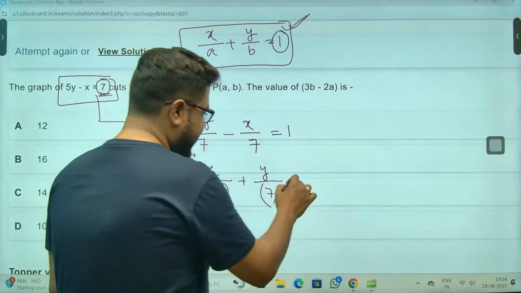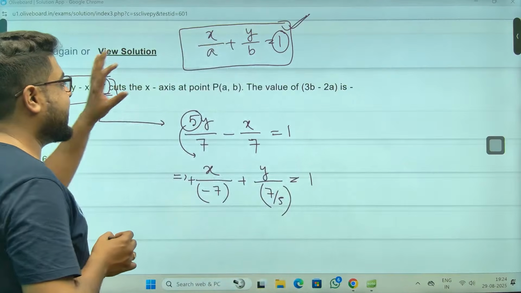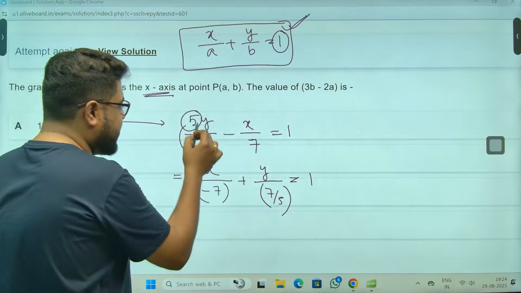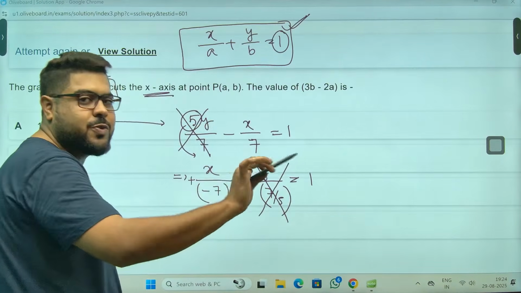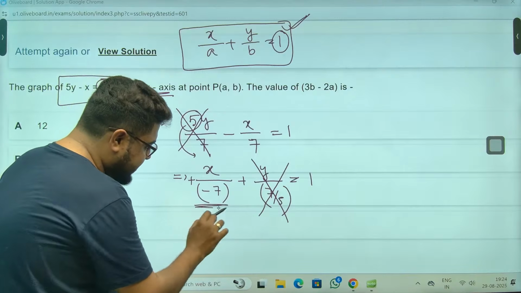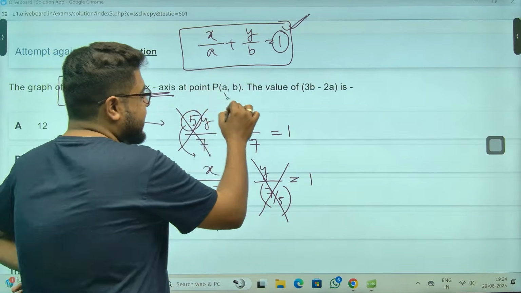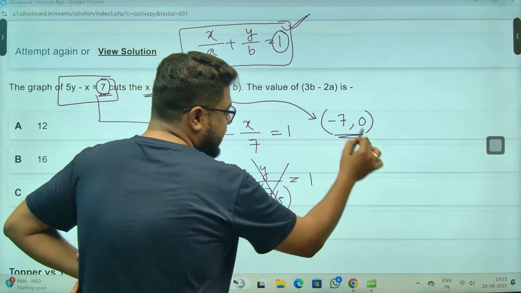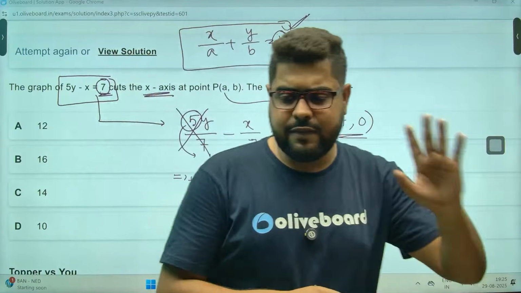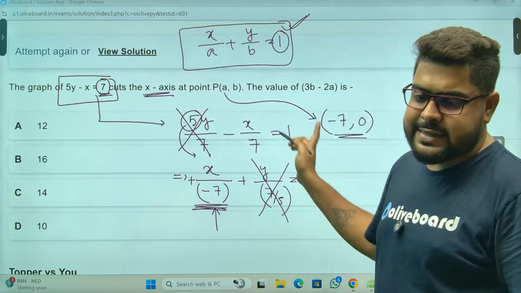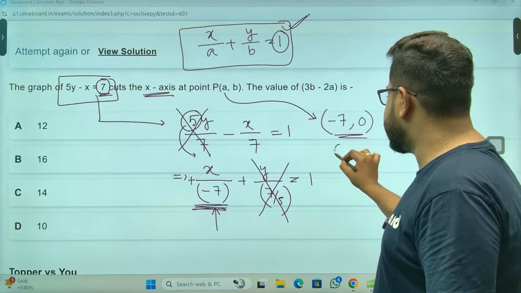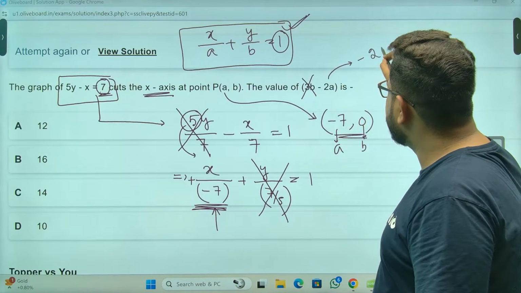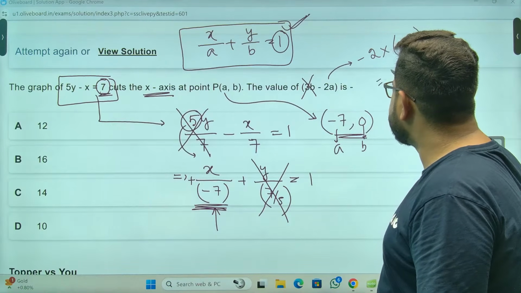Now they are saying it is cutting the x-axis. If we are dealing with the x-axis, we don't need to solve this; if you skip this, that also works. So this is your point: the x-axis cutting will always be minus 7, 0. The y value on any point on the x-axis is 0. So this is A and B. First things first, B is done. So minus 2 into A, which is minus 7, plus 14 is the answer.